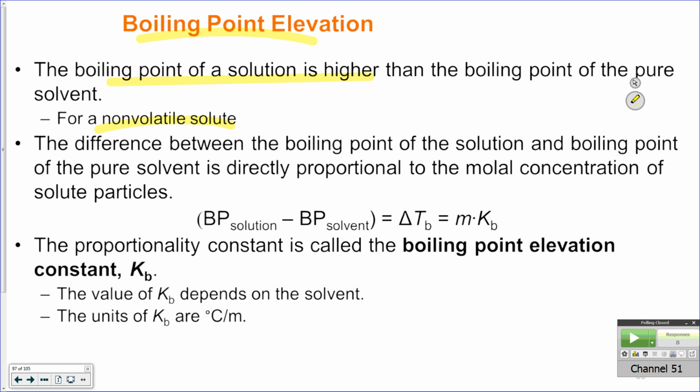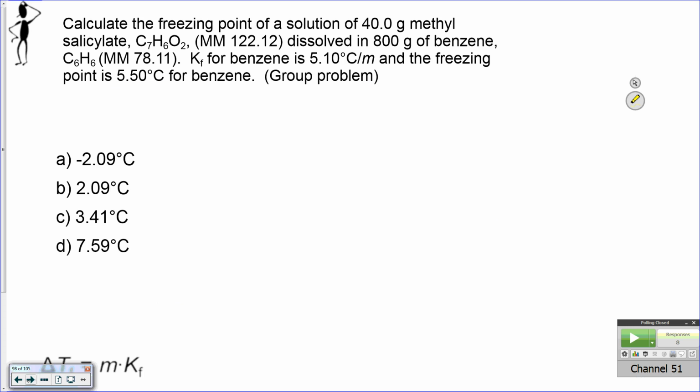The formula that we use says the difference in the boiling point is equal to the molality times K sub B. And K sub B is the boiling point elevation constant. Again, it depends on what the solvent is, not the particle. The only thing that matters is the molality of the particles in that solution. And similar to K sub F, it has units of degrees Celsius per molal.